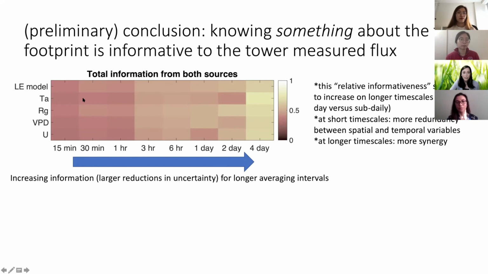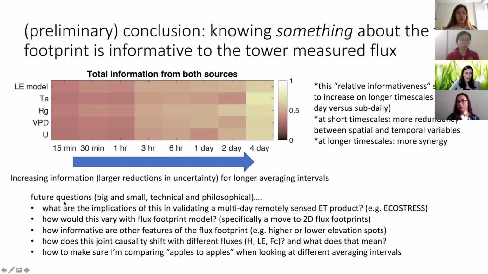So what this finally is showing is what is the actual total information from both sources for each of these time cases, and we see a pretty steady increase as we go from the 15-minute scale to the 4-day time scale. And like I mentioned previously, at short time scales, we see more redundancy between the spatial and temporal variability, and at longer time scales, we see more joint information or more synergy, which actually tells you that at longer time scales is maybe when the flux footprint matters even more.